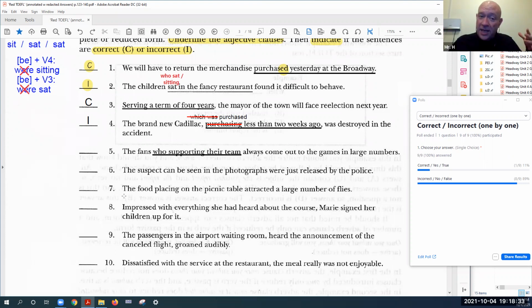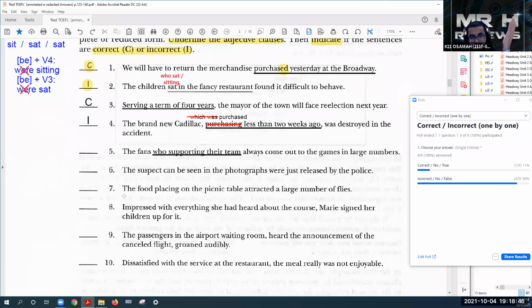How do we do that? How do we make it a full clause? Yes, Osama. By adding a verb. Which one? Auxiliary verb. The fans who are supporting their team. You could say that. Who are supporting. Or what about just a fact, if it's just a simple fact? The fans who support. Who support. Yes.